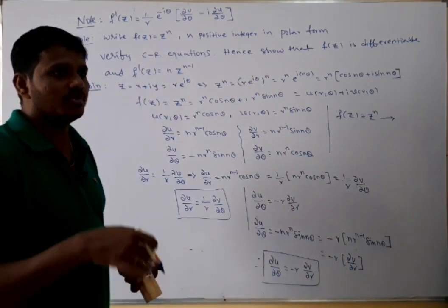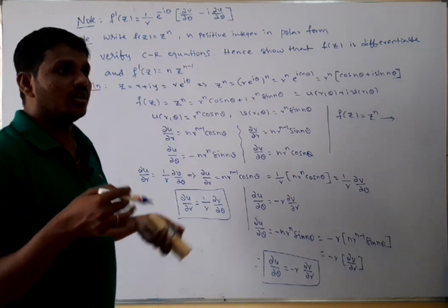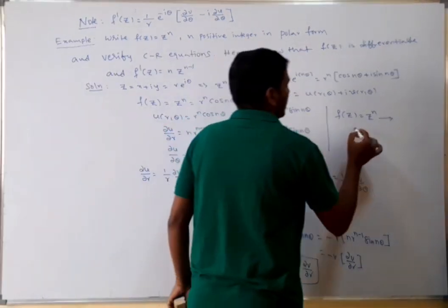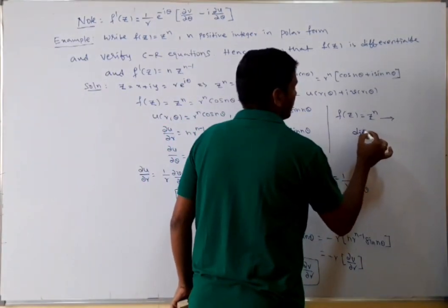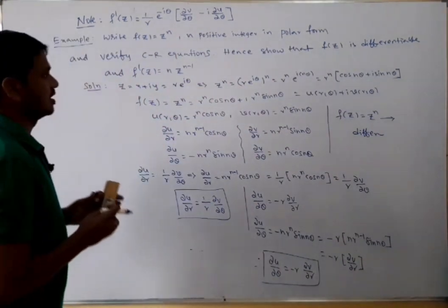When the function is differentiable at every point in the neighborhood, then the function is analytic at a point. So f of z is differentiable everywhere. Right, by using this formula I am going to find the f dash of z.